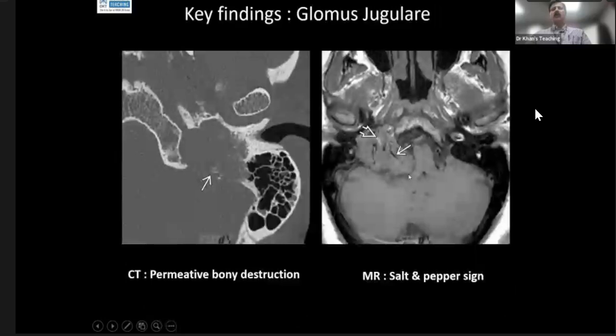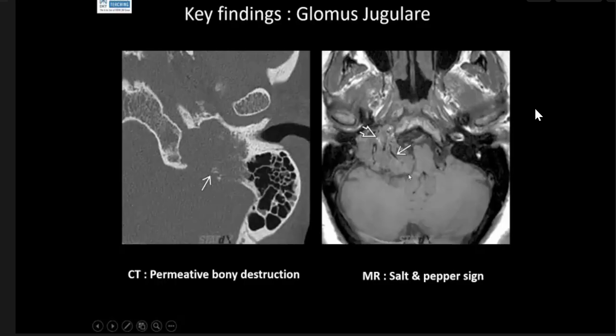On an MR, there is another sign, and we call it salt and pepper sign. Usually, it is seen in a glomus tumor, which is more than 2 centimeters in size. Basic concept is that glomus tumor is extremely vascular. So on a non-enhanced T1 weighted sequence, please remember, non-enhanced T1 weighted sequence, you can see a salt and pepper sign.